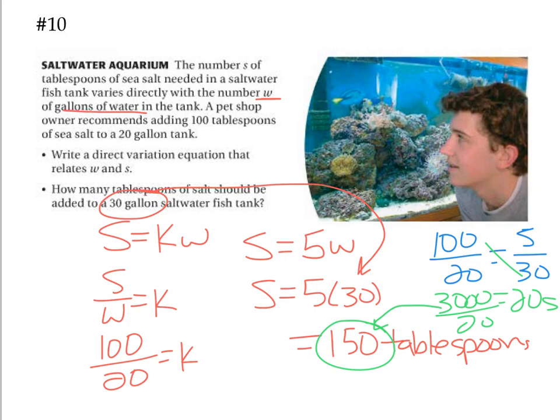One of the biggest keys there is to know that constant of variation is always going to be y over x, or in this case it's S and W, and we can use that to find a constant of variation, write an equation, set it up as a proportion, and be able to work with those direct variations between those variables.